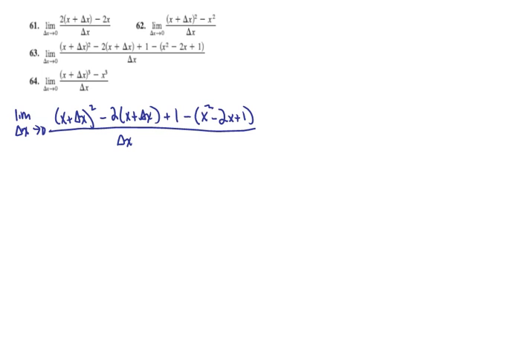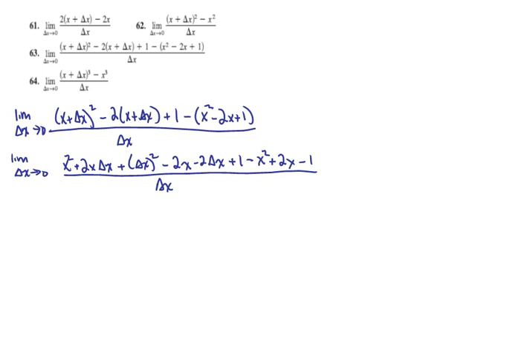So I will do the expanding and distributing in the numerator. We have the limit as delta x approaches 0. X plus delta x quantity squared is going to give us x squared plus 2x delta x plus delta x squared. So x squared plus 2x delta x plus delta x squared minus 2x minus delta x, then plus 1, and finally we'll apply the negative 1 to each term inside the parentheses. We'll get negative x squared plus 2x and minus 1. And that's all over delta x.